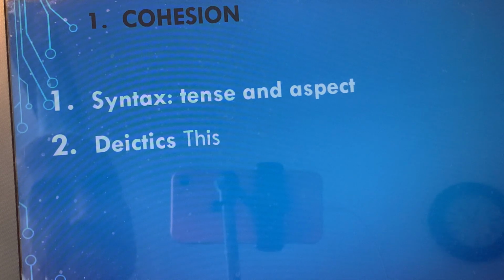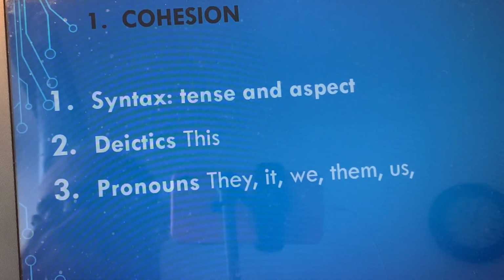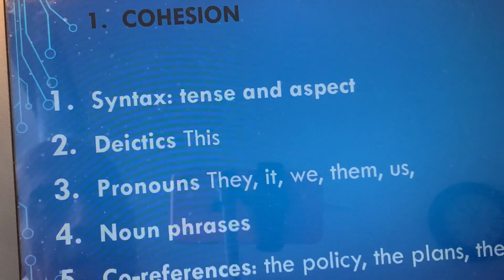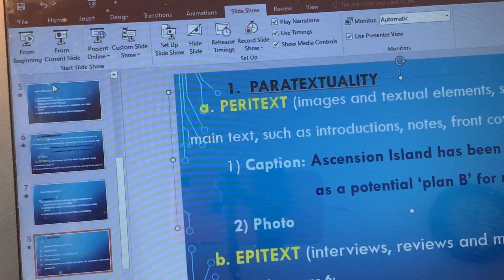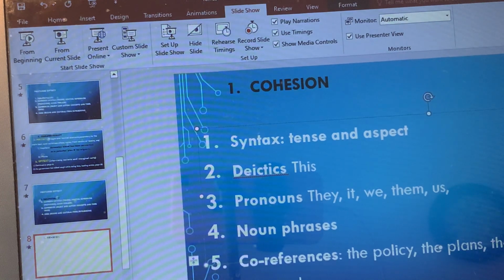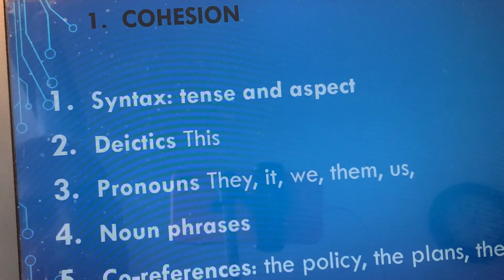Then the deictics, like the word "this," and what does it refer to? And it is actually included in the deictics, the "we." Who are we talking about when we look at the actual story where it says "we"? And then we have the noun phrases. And finally the co-references, which is the policy, the plans, also an alternative. Alternative is not very clearly seen, so let me just put it in the second line so that it will be clearly seen by you, so it will not be edited by the presentation itself.